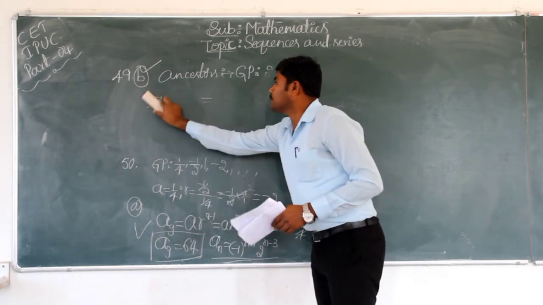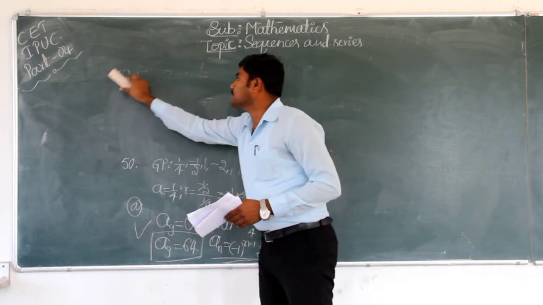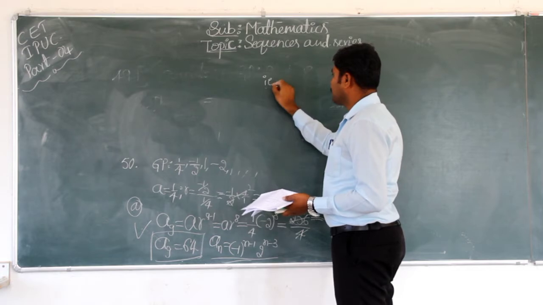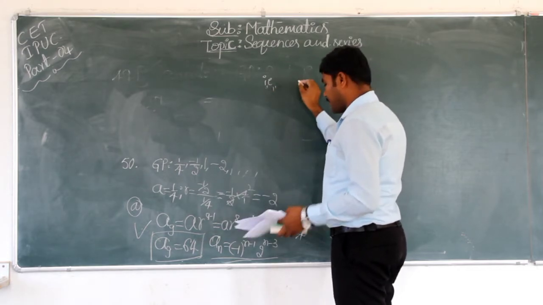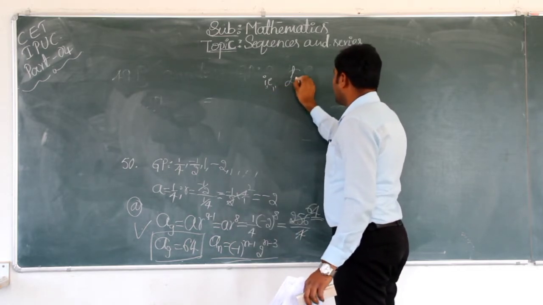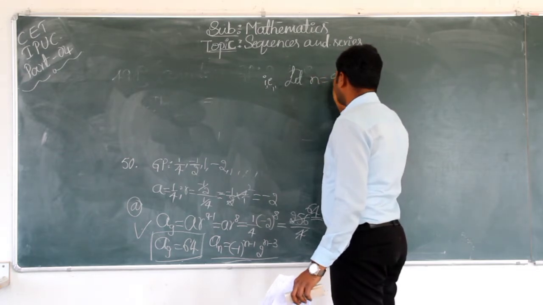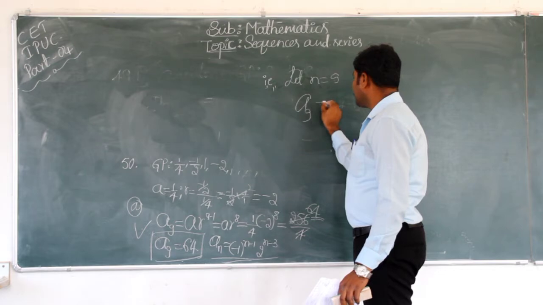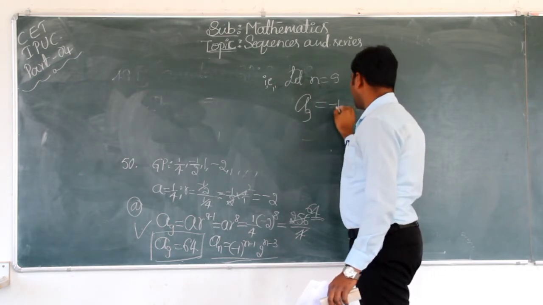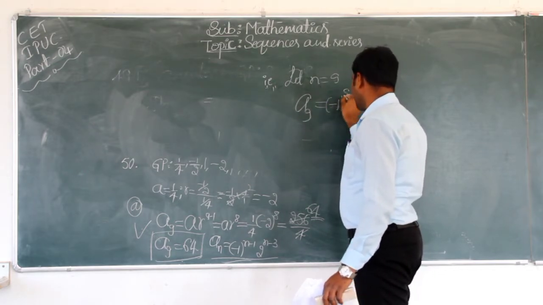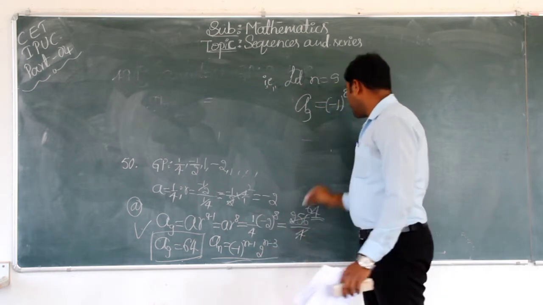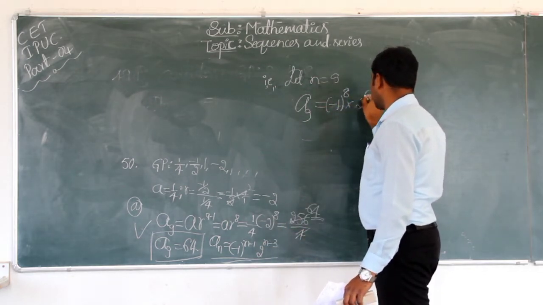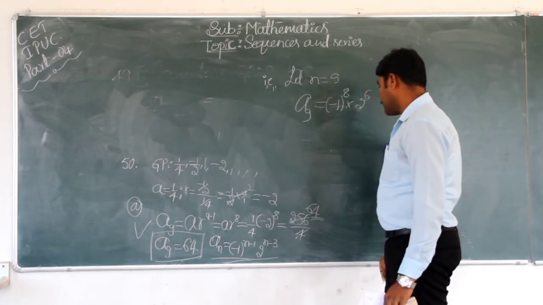So n is equal to 9, substitute it, and you will get the 9th term as 64. For example, let n is equal to 9, then a9 becomes an, that is equal to -1 to the power of 9 minus 1, that is 8, and 2 to the power of n minus 3. N minus 3 means 9 minus 3, that is 6. 2 to the power of 6, right?